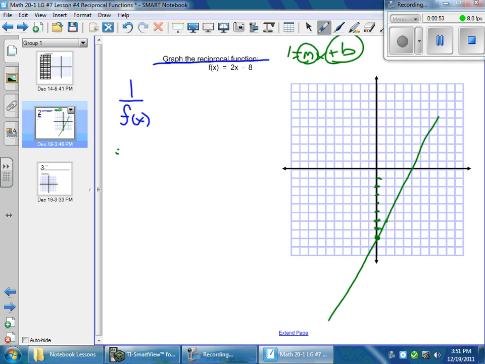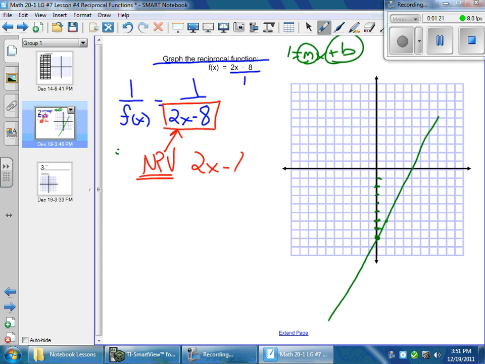But wait a second. How do you do a reciprocal of an equation? Well, easy. That's over 1. So this equals 1 over 2x minus 8. There you go. There's the reciprocal function. Now, here's the problem with that, though. The problem is now something here could actually cause the denominator to be 0. And of course, we know that as an NPV, a non-permissible value. So let's figure out what that non-permissible value is.